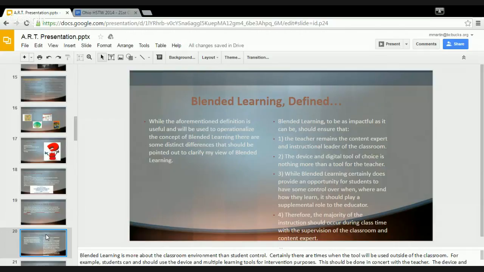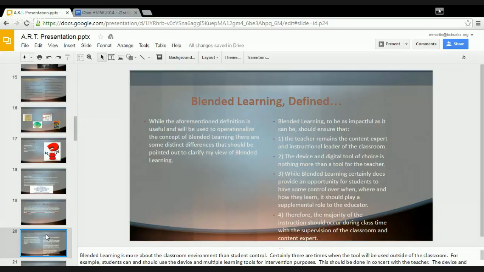And number two, with my view of blended learning, the device and digital tool of choice is nothing more than a tool for the teacher. Three, while blended learning certainly does provide an opportunity for students to have some control over when, where, and how, it should only play, in my view again, a supplemental role to the educator. And I'll explain in more detail.